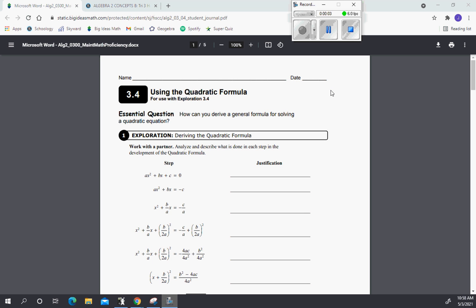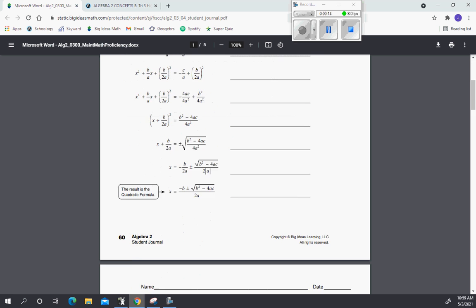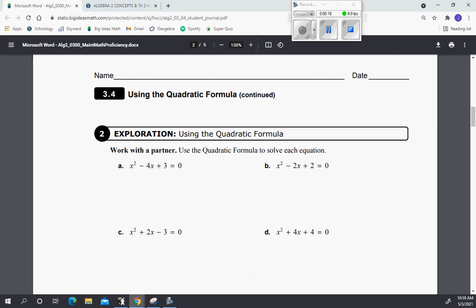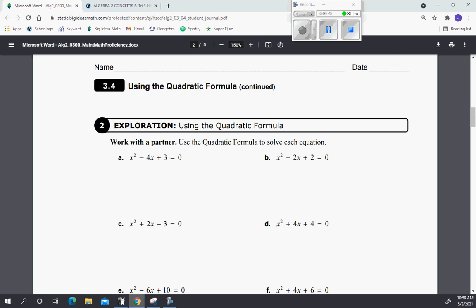Okay, 3.4. This is the last section, chapter 3. We are using the quadratic formula. We're going to skip down to using the quadratic formula right here. First thing to do is you have to know the quadratic formula.